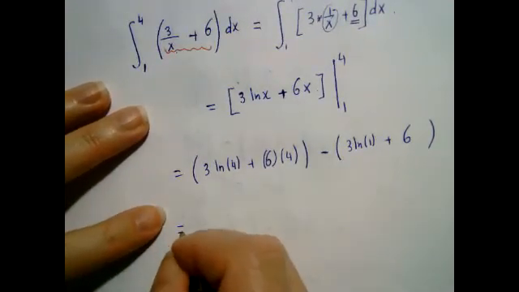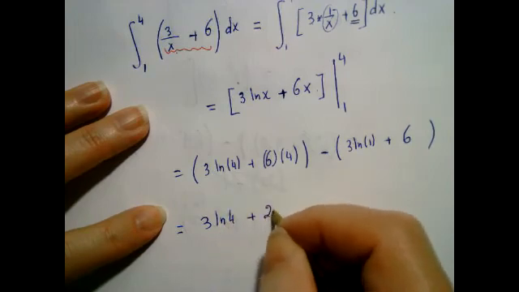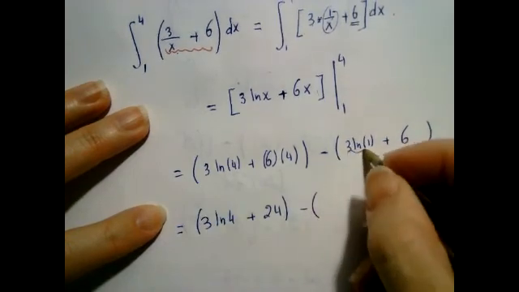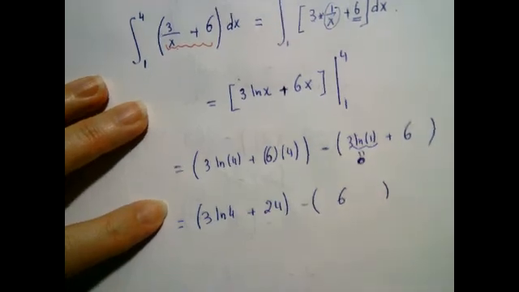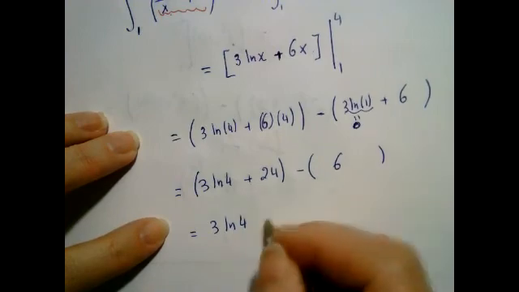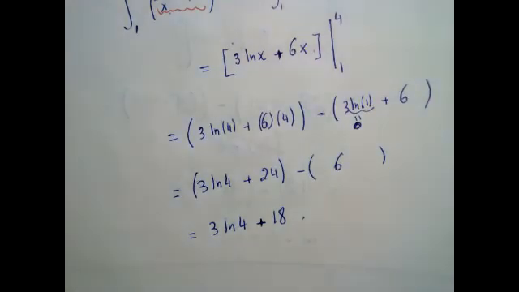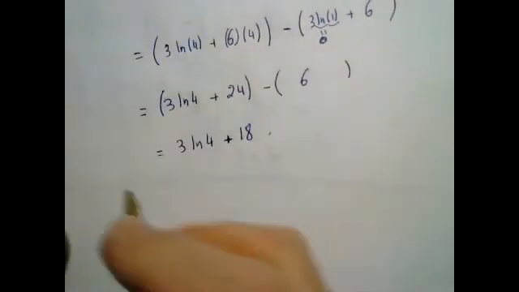So finally, I'll get 3 ln of 4 plus 24 minus ln of 1 is 0, so minus 6. So I end up with 3 ln of 4, 24 minus 6, which is going to give me 18. Okay, so those are just a drill problem to be able to apply. Okay, I will do, I guess, one more.